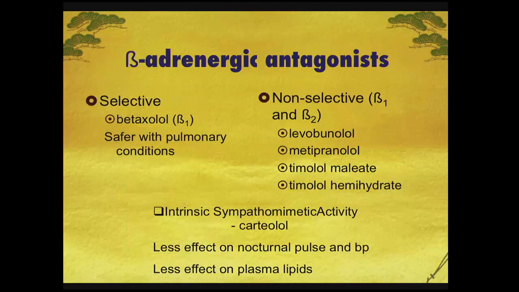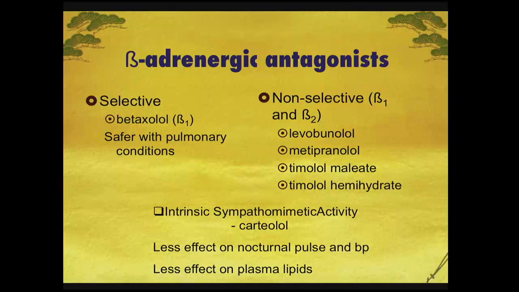Okay, beta adrenergic antagonists. There are three types: selective, non-selective, and those with intrinsic sympathomimetic activity. The selective are selective for the beta-1 receptor. So these are safer if someone has a pulmonary condition. And the only drug in this class is betaxolol. The non-selective act both on beta-1 and beta-2 receptors, and there's a much greater risk of exacerbating COPD or asthma.